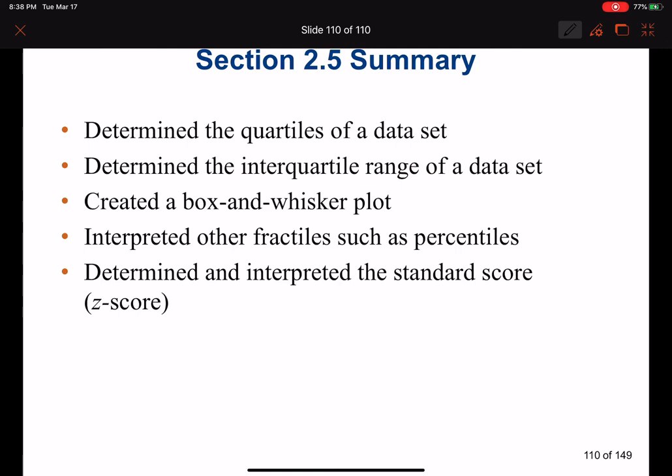So that was an understanding of z-score, a little bit, just a flavor. Like I said, we will use z-score heavily in chapter 4. This is all. We learned what quartile is about. We learned how to identify interquartile range, created a box-and-whisker plot, made interpretations on fractiles such as percentile, and figured out z-score. All right, see you in the chapter 3 recording.